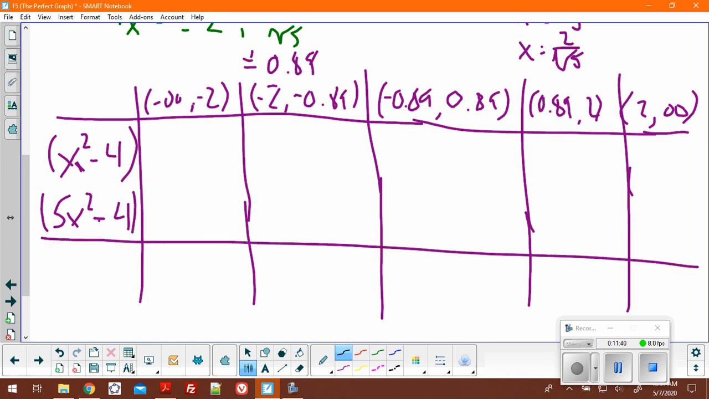Okay, so let's see what happens. In my first interval, if I say I picked like a negative 3, that's going to be like 9 minus 4. So this is going to be positive.